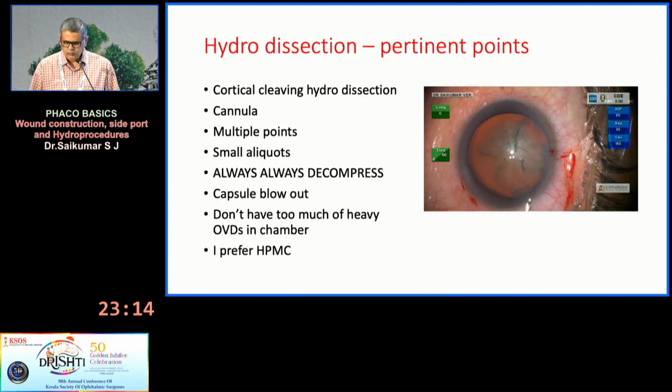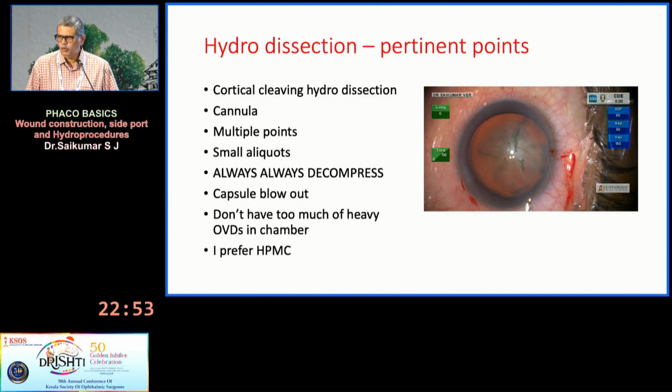So just a few pertinent points about hydrodissection. The word itself is called cortical cleaving hydrodissection. So you can use either a normal cannula, the rounded cannula which we use for our air injection, or a trypan with the same cannula can be used, or you can also have a beveled cannula, which is slightly easier to place under the capsular axis.